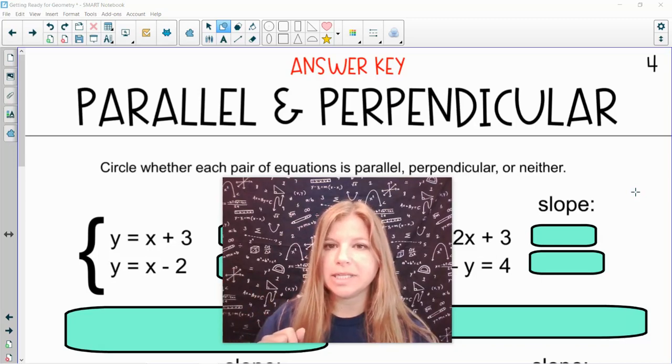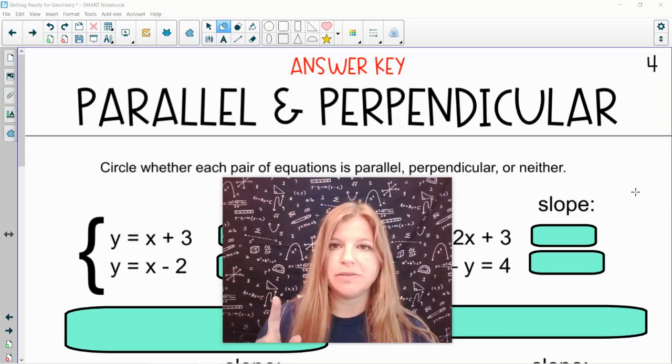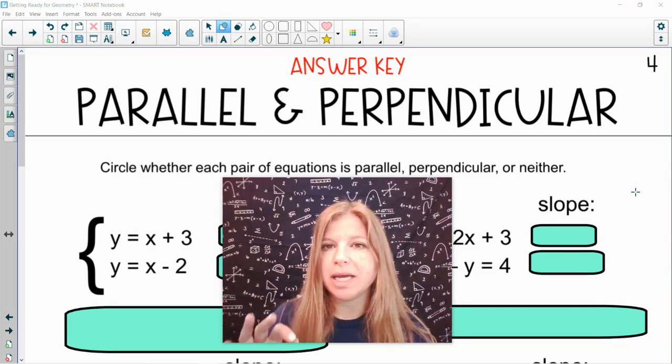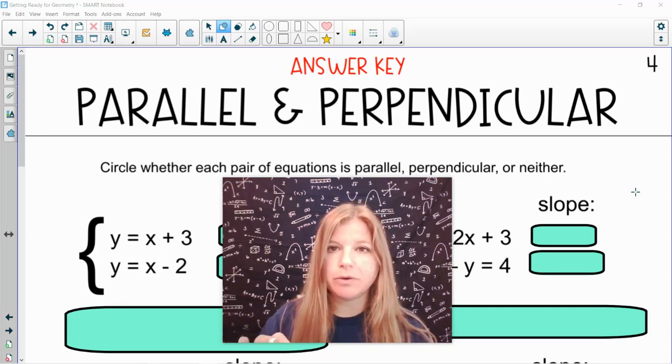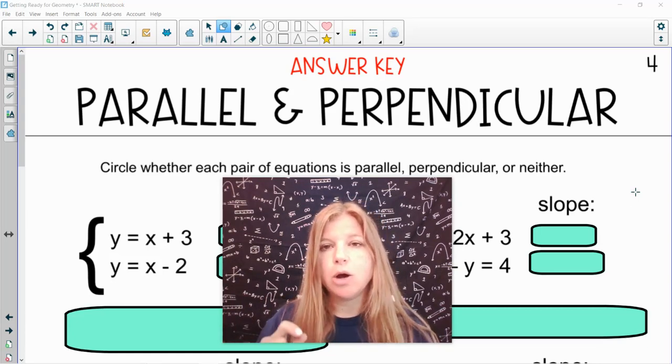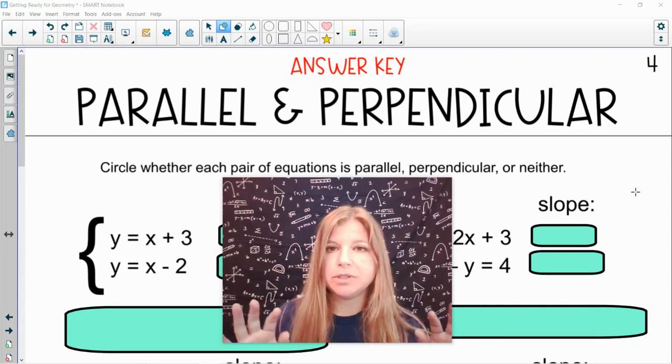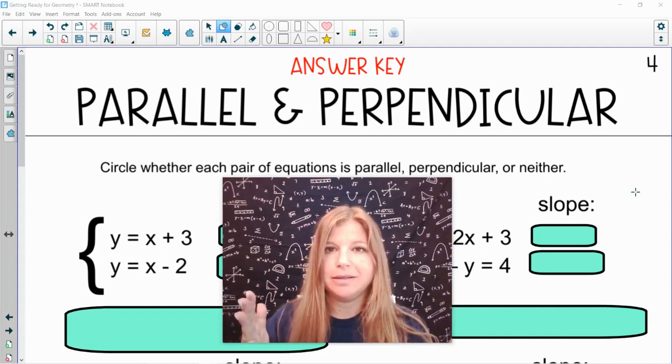Another very important skill we need to know is whether equations of lines are parallel and perpendicular before we even graph them on the coordinate plane. Just by looking at the equation, whether it's in slope-intercept form, y equals mx plus b, or in standard form, ax plus by equals c, we need to be able to figure out the slope, and then from those slopes figure out, are they parallel or perpendicular? Let's take a look together.